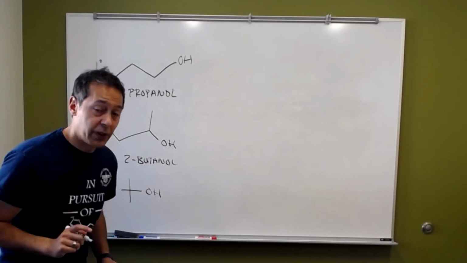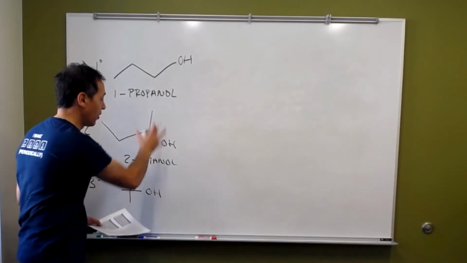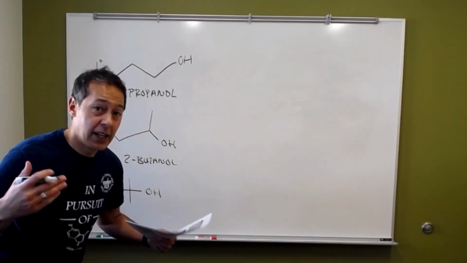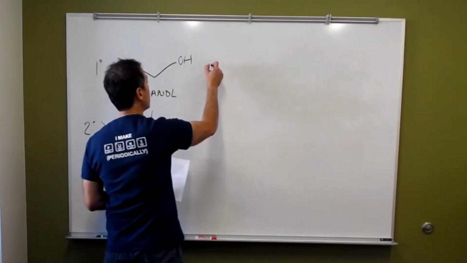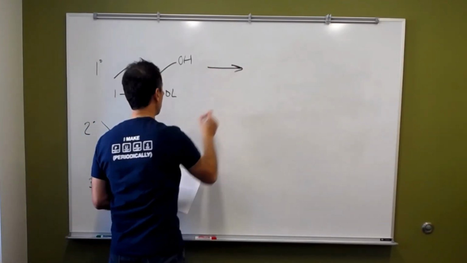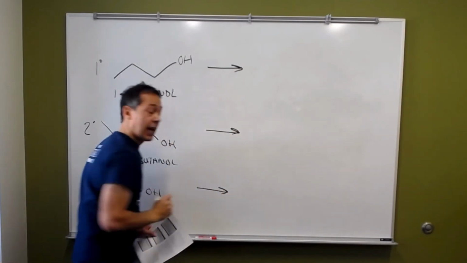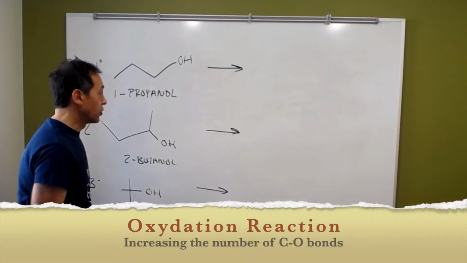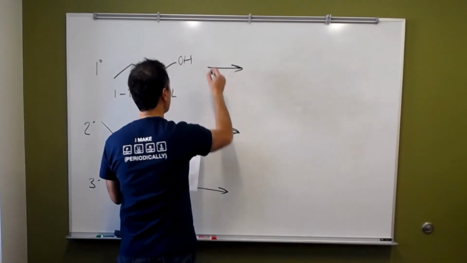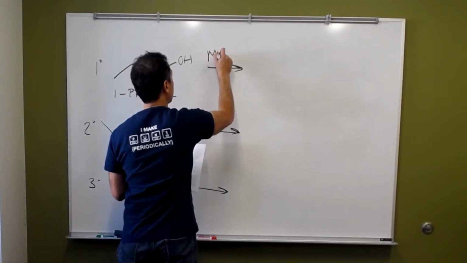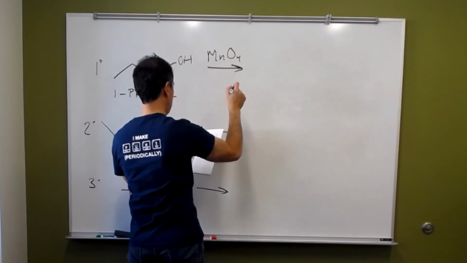Okay, so why do we differentiate primary, secondary, and tertiary alcohols? The reason for this is because in oxidation reactions, it depends what type of alcohol is involved and what kind of product we'll end up with. For these oxidation reactions, we're going to use the same catalyst, and this is permanganate, MnO4 minus.